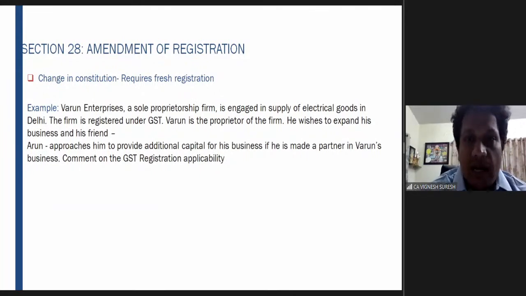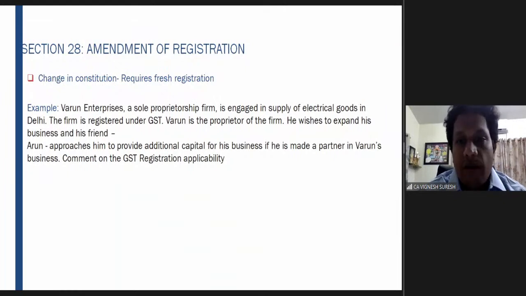So therefore, a small example: Varun Enterprise, a sole proprietorship firm, is engaged in supply of electrical goods in Delhi. It is registered under GST. Varun is a proprietor. He wishes to expand the business, and his friend Arun approaches to provide additional capital if he is made partner. Comment on the GST registration applicability.